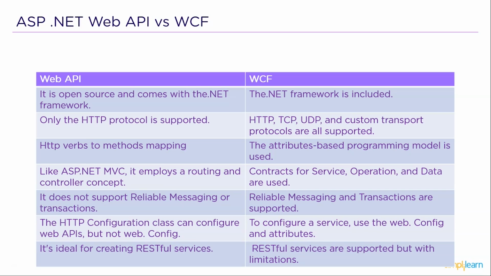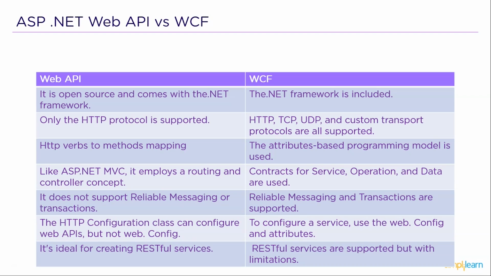It is an attribute-based programming model that is being used. The fourth distinction is that ASP.NET Web API is similar to ASP.NET MVC: it uses routing and a controller concept, while WCF uses contracts for service, operation, and data. The next difference is that Web API does not support reliable messaging or transactions, whereas WCF supports reliable messaging and transactions.